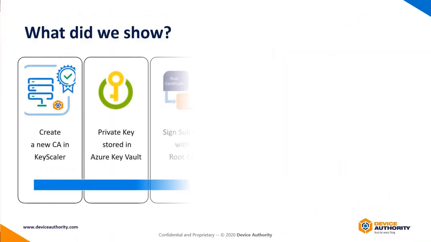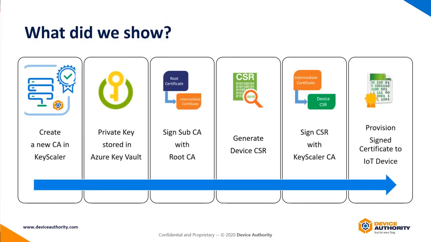And here's a summary of what we showed. We showed the intermediate CA creation in Keyscaler as a new certificate authority and its private key, both generated and stored securely in Azure Key Vault cloud infrastructure. We also showed through Keyscaler's control panel and CA tools how a device CSR can be easily signed by a new CA and downloaded to the IoT device.